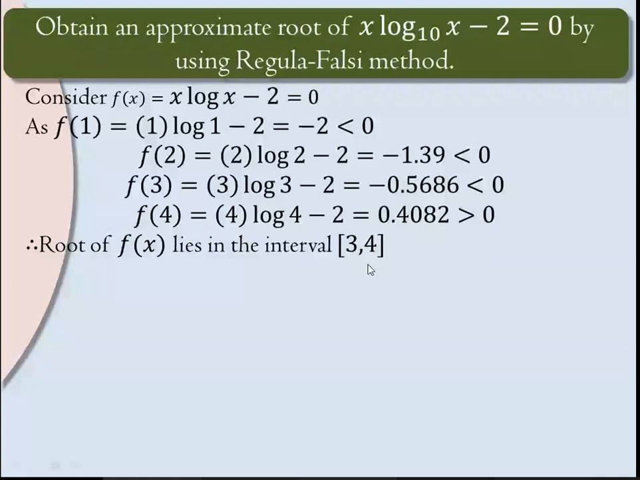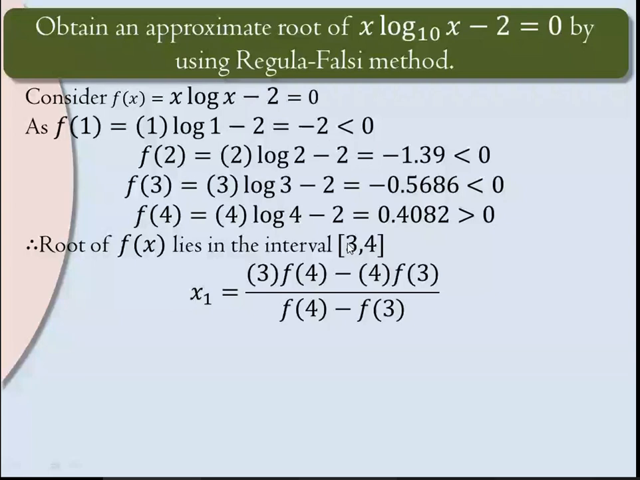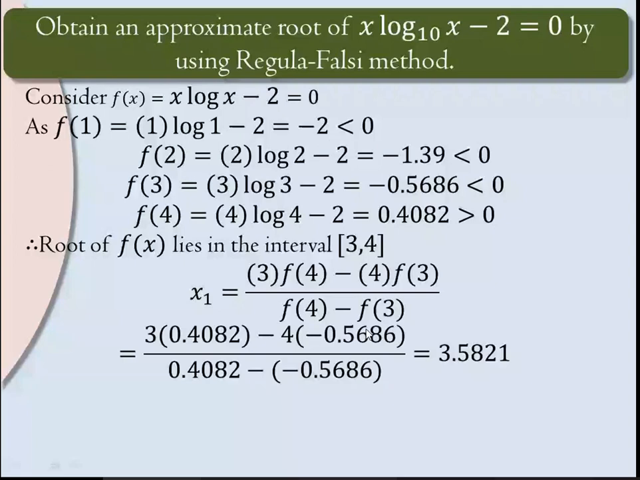Now check which one is positive. f of 4 is positive, so we have to fix the point 4. Now we know what is f of 3, f of 4, and we know the points 3 and 4. So use the formula. x1 will be 3 into f of 4 minus 4 into f of 3 divided by f of 4 minus f of 3. Put these values and do the calculation. So x1 comes out to be 3.5821.